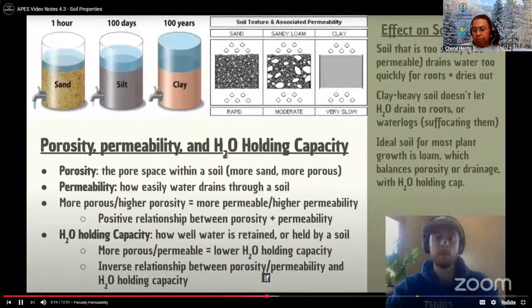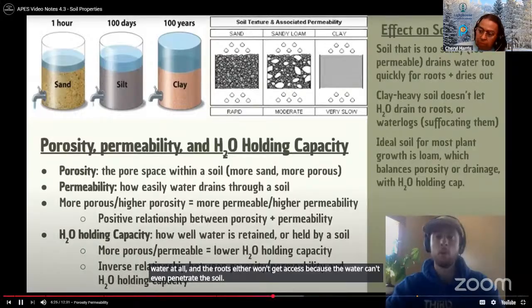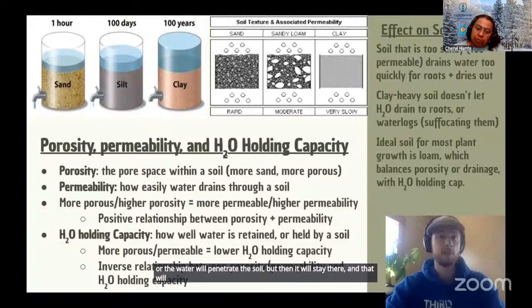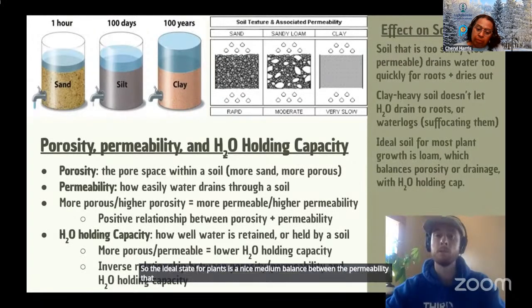If the soil is too clay dominated though, then the soil doesn't really drain water at all, and the roots either won't get access because the water can't even penetrate the soil, or the water will penetrate the soil, but then it will stay there, and that will actually suffocate the plant's roots because they won't get access to the oxygen that they need. So the ideal state for plants is a nice medium balance between the permeability that comes with sand and the water holding capacity that comes with clay.